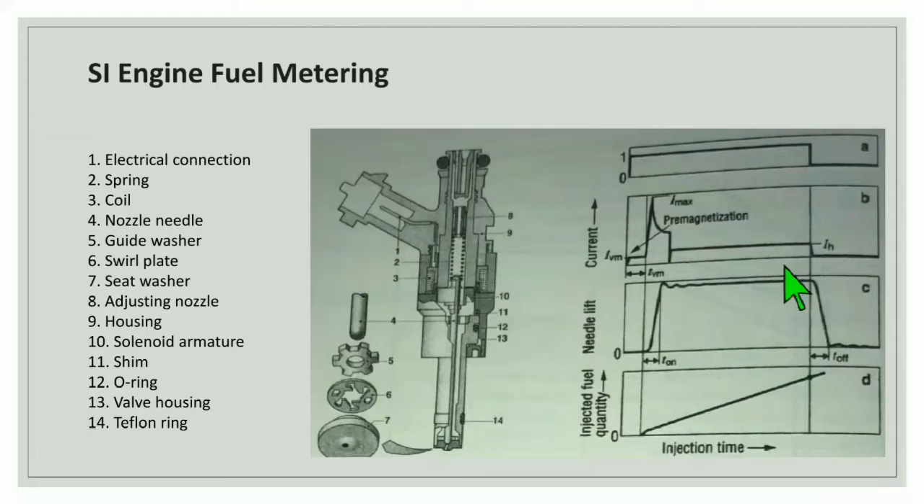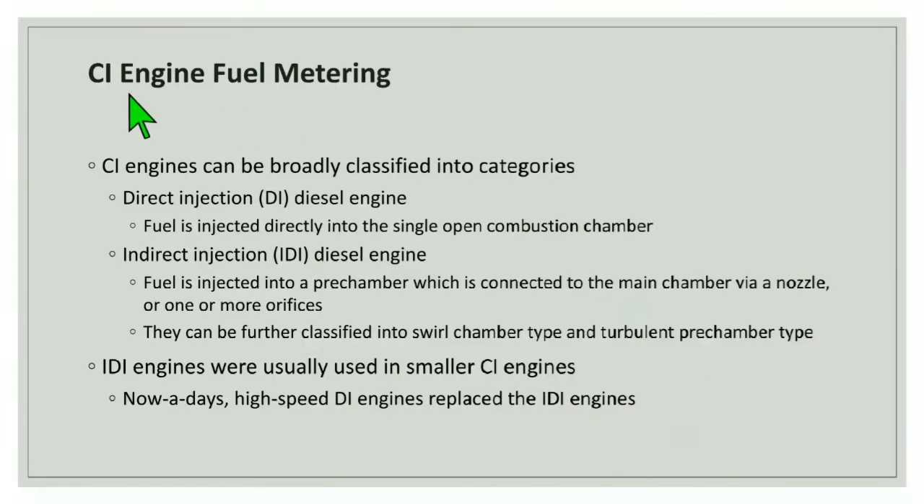So this ends some basic information about SI engine fuel metering. Now we will discuss CI engine fuel metering in short. CI engines can be broadly classified into two categories. The first category is direct injection or DI diesel engine. Fuel is injected directly into the single open combustion chamber. The next category is indirect injection or IDI diesel engine.